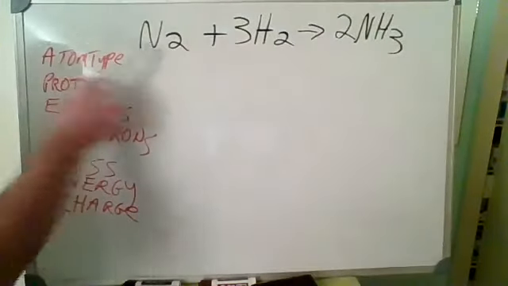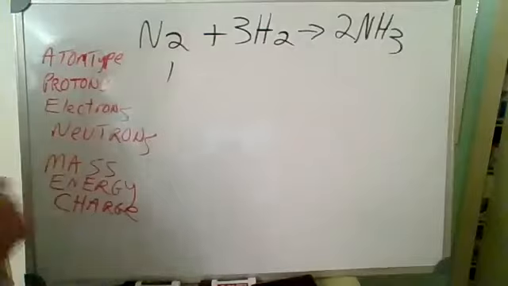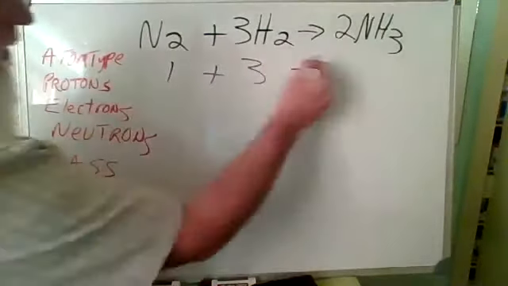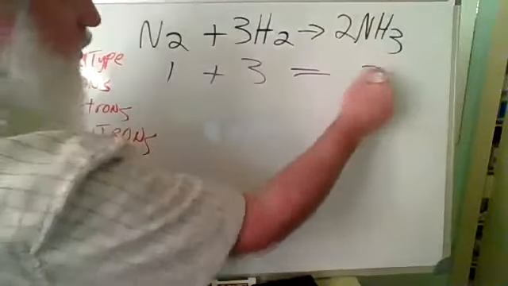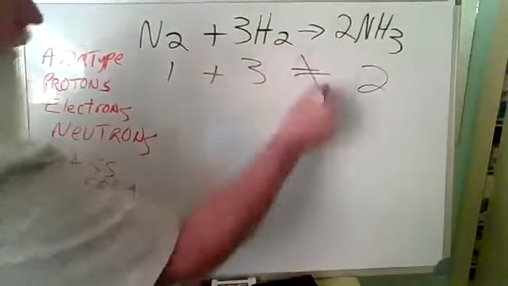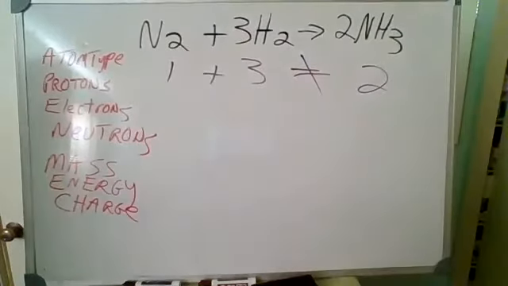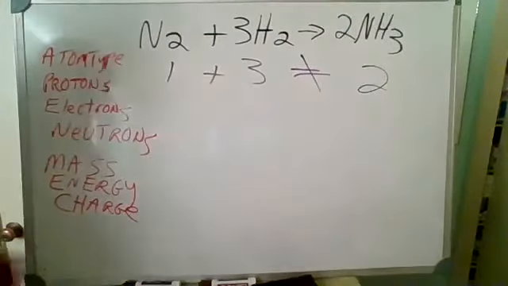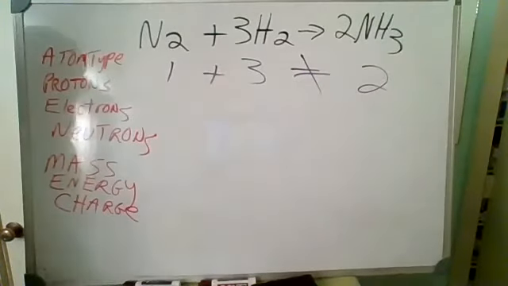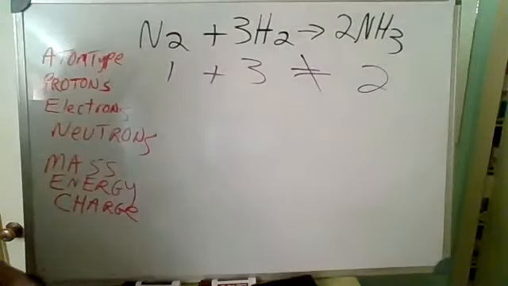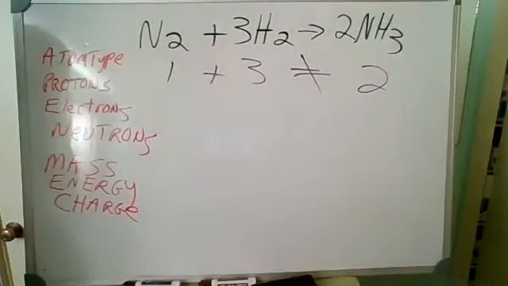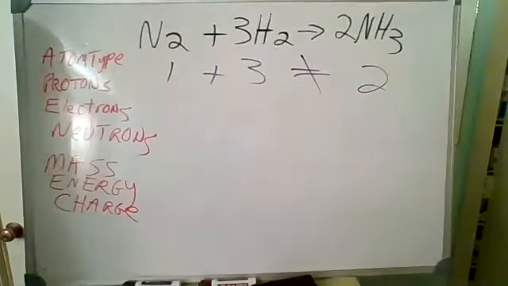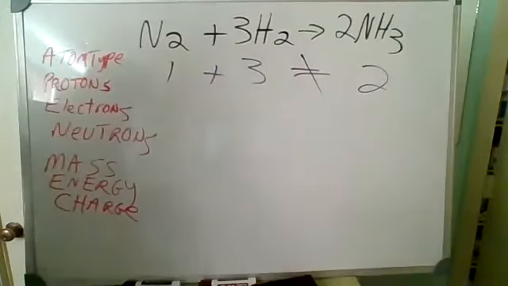Here I have 1 molecule of nitrogen, 1 molecule of nitrogen, and 3 molecules of hydrogen equals 2 molecules of ammonia. That's not true. So the number of molecules is not always conserved. Sometimes it is, but most of the time it won't be. It does not have to be conserved. Right? The number of molecules or number of ions are not always conserved. Sometimes they are, sometimes they're not.